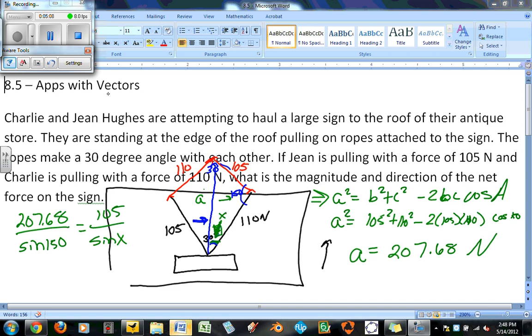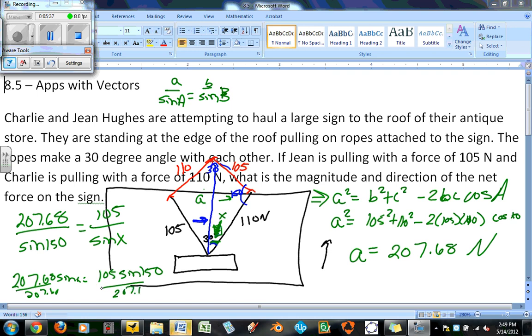And the reason we could use the law of sines, if you don't remember, it was a all over the sine of a equals b all over the sine of capital B. So anytime we have an angle across from a side, we use the law of sines. And then we cross multiply. We'll have 207.68 sine of x equals 105 times the sine of 150. And so we'll have to divide by 207.68, and then take the sine inverse of that.